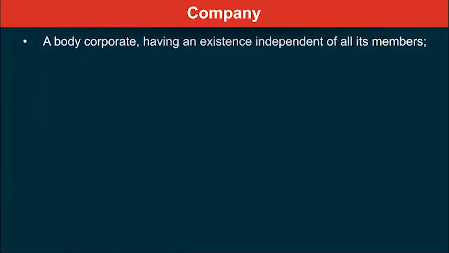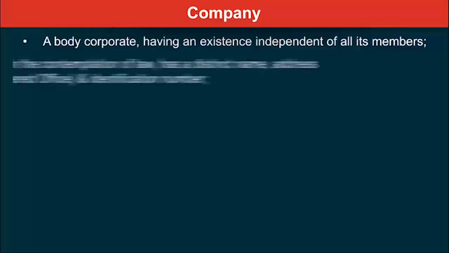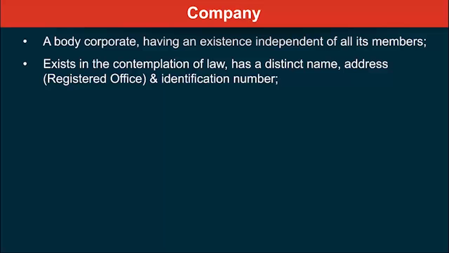A company form of business has to be established under the Companies Act, and the ROC takes care of it. So how does it work? It is a body corporate, incorporated under the Companies Act, independent of its members. It exists only in law, so it's called an artificial juridical person, and it has a distinct name, an address, and an identification number, what we call the corporate identity number.